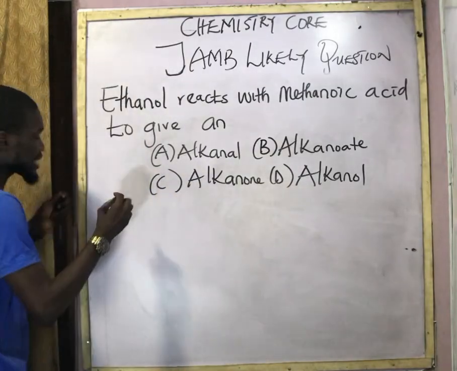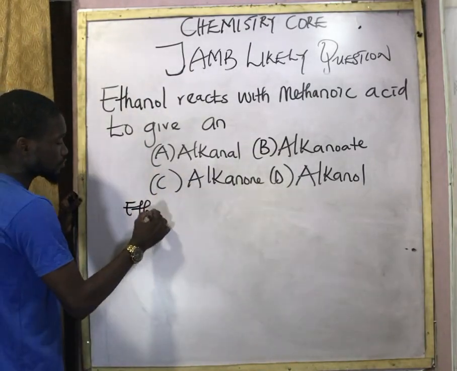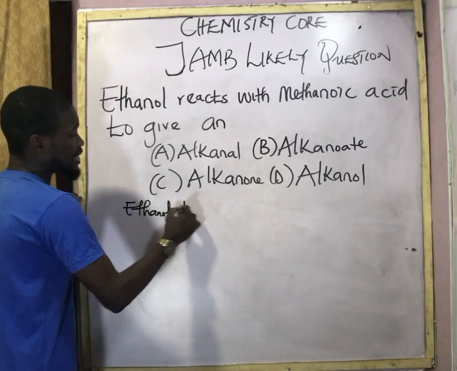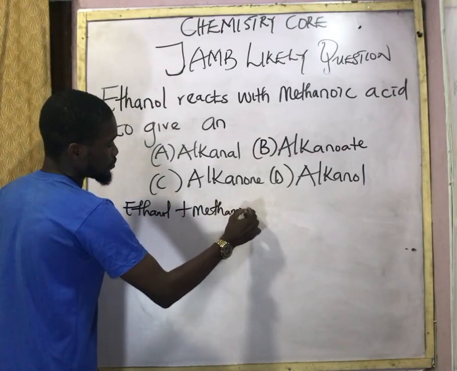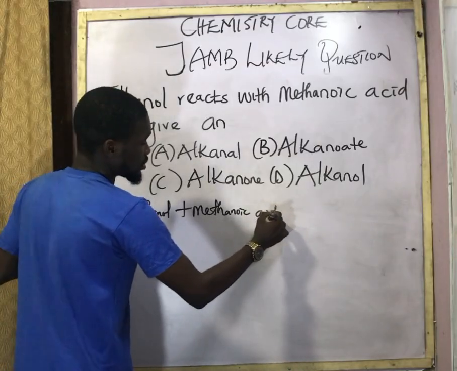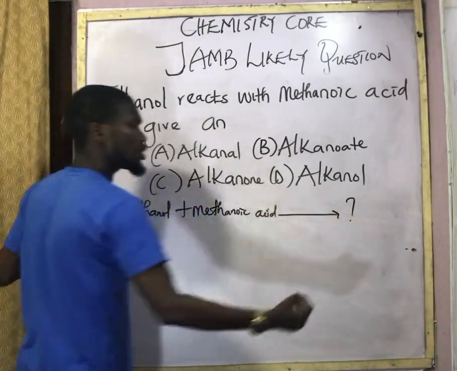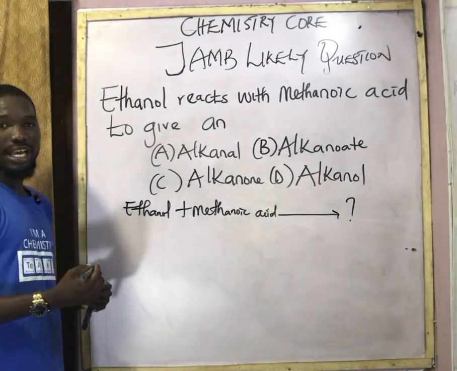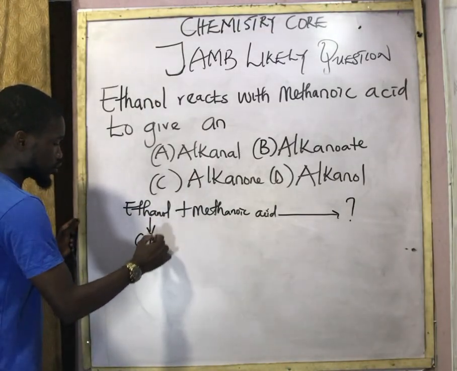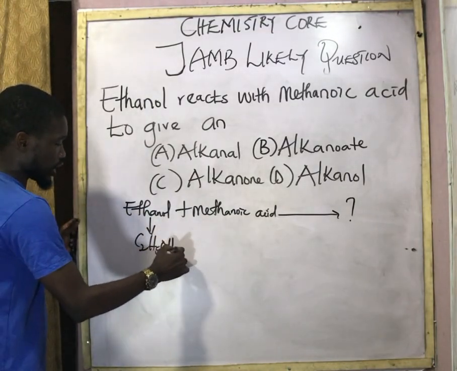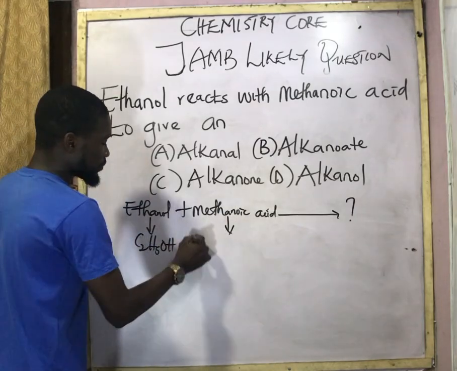So guys, ethanol reacting with methanoic acid is what? We don't know it yet. So guys, what is the chemical formula of ethanol? We have C2H5OH. The chemical formula of methanoic acid is what?